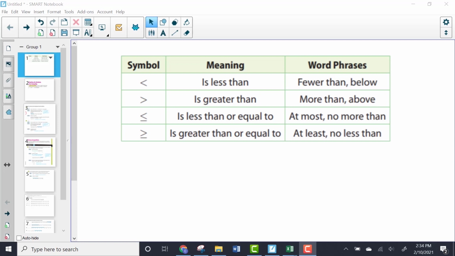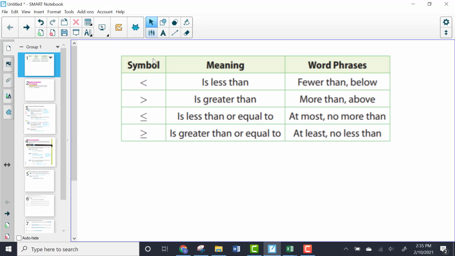Okay, so what we can understand first of all is that you can use inequality symbols with variables to describe quantities that can have many different values. But before we understand that, we need to understand what these different things mean. So we're used to the symbol of the greater than or less than. We see this as the less than, means fewer than or below. This symbol here means greater than, more than or above.